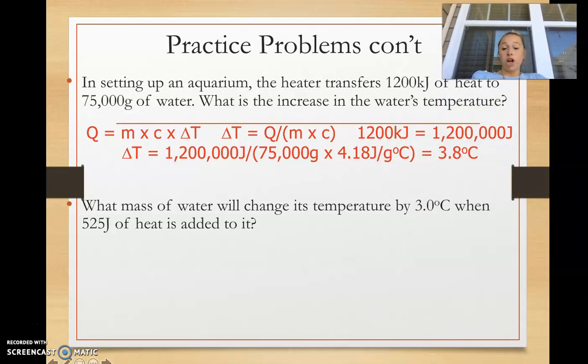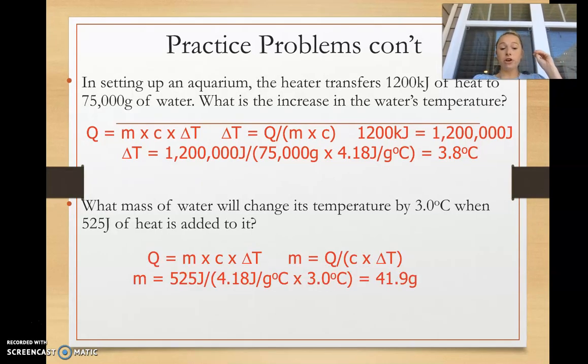What mass of water will change its temperature by 3 Celsius when 525 joules of heat is added to it? So we're looking for the mass. You can see what mass of water will change its temperature. Well, we have Q equals M times C times delta T. Once again, we are not looking for the heat, so we have to rearrange our formula. And our formula is now going to be M equals Q divided by C times delta T, because we have to get M by itself.